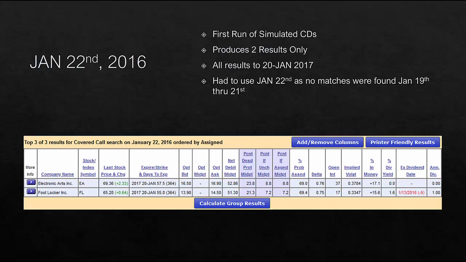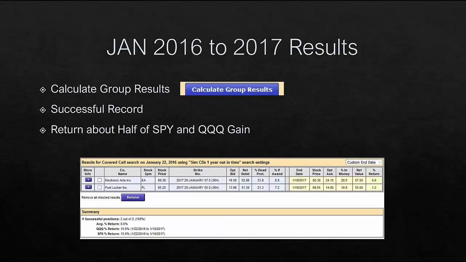Anytime we run any Smart History Excel backtest screen on any power option strategy, we simply click Calculate Group Results to see how these performed to expiration. And our first batch of results is pretty successful. We see that we have a 100% success rate. Both EA and Foot Locker reached the max return of 8.8% and 7.2%, as both positions at the end of January expiration on January 19th, 2017 were above the call strike prices.